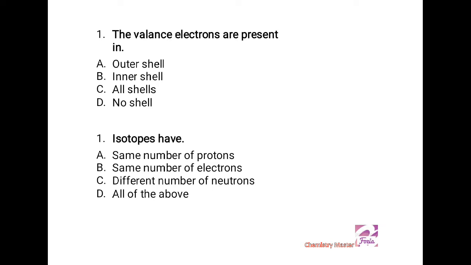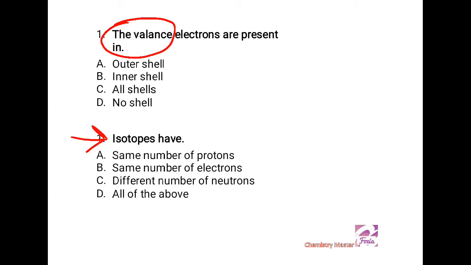The next MCQ is: the valence electrons are present in dash. When we talk about valence, it means the outermost, and the valence shell is that shell which is the outermost shell. So electrons present in the valence shell must be the outermost shell electrons.